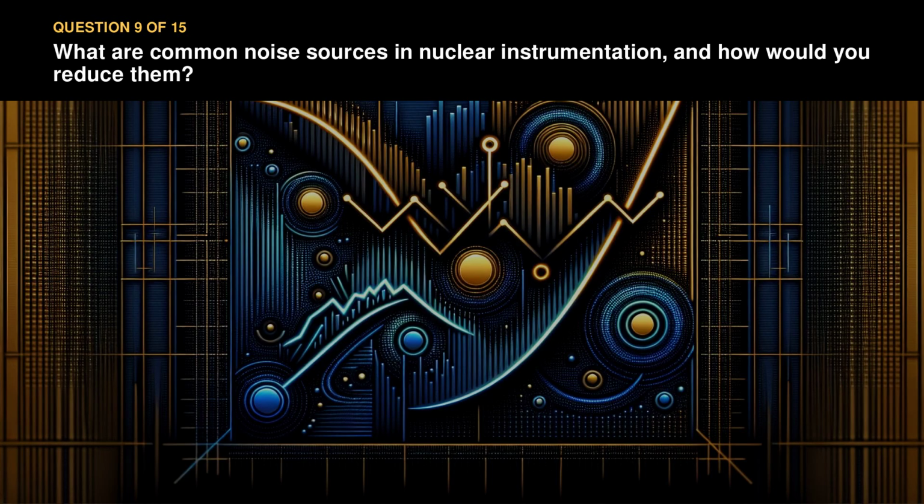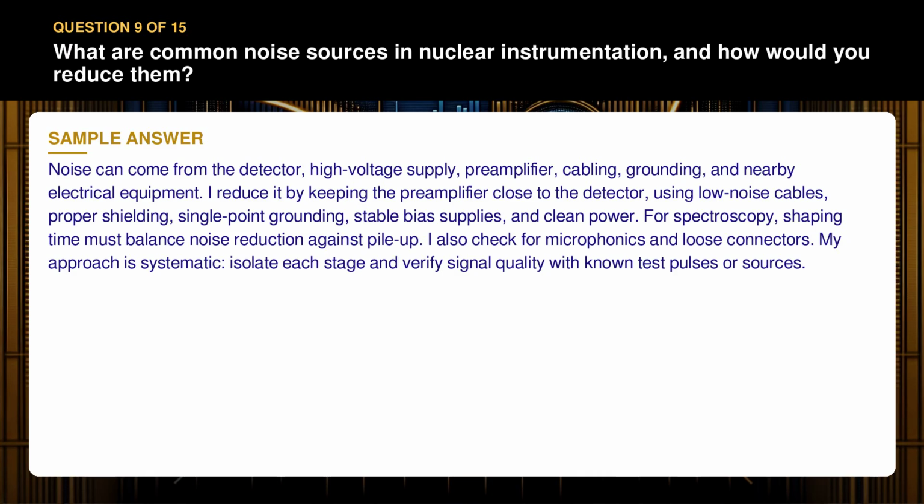Question 9. What are common noise sources in nuclear instrumentation, and how would you reduce them? Noise can come from the detector, high voltage supply, preamplifier, cabling, grounding, and nearby electrical equipment. I reduce it by keeping the preamplifier close to the detector, using low noise cables, proper shielding, single point grounding, stable bias supplies, and clean power.